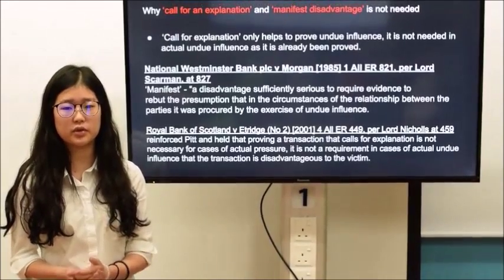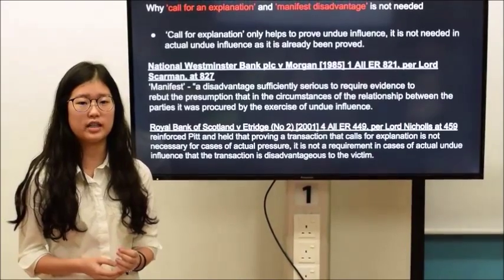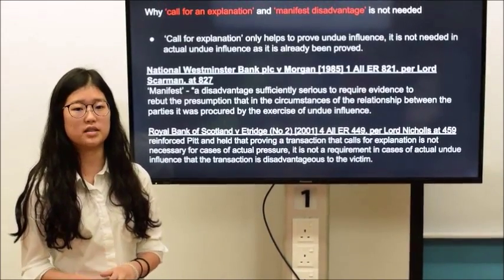As actual undue influence is a species of fraud, a man guilty of fraud is no more entitled to argue that the transaction is beneficial to the person defrauded.